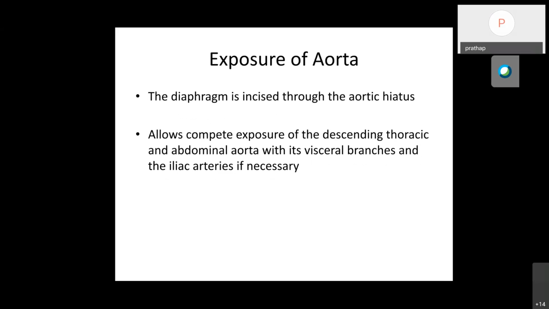So for the exposure of the abdominal aorta, the diaphragm is incised through the aortic hiatus, which allows complete exposure of the descending thoracic and abdominal aorta with its visceral branches and the iliac arteries if necessary.